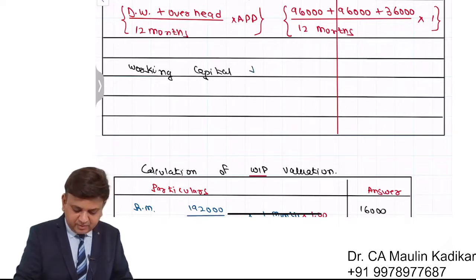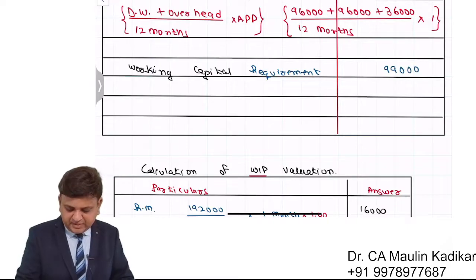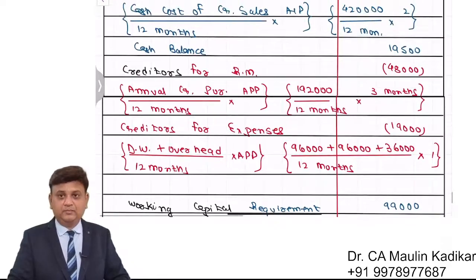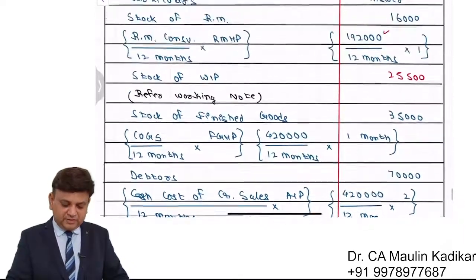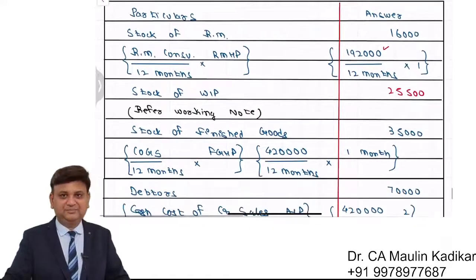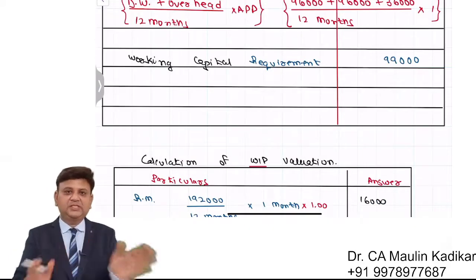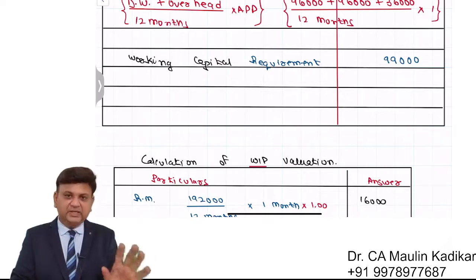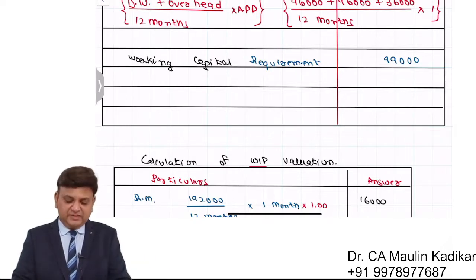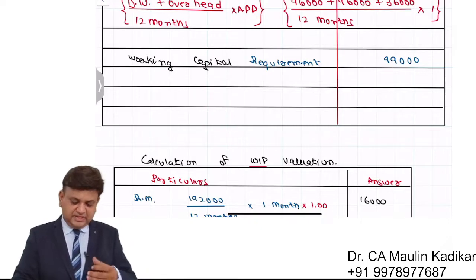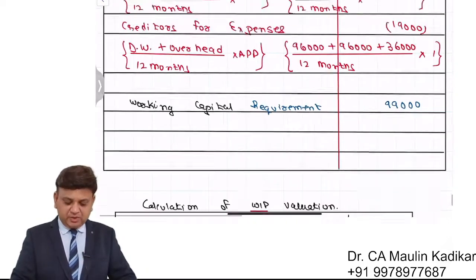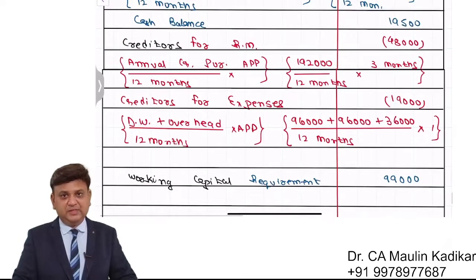So the working capital requirement is an amount of 99,000. I request all of you to write down the answer. Now the answer is almost over. Yet there is one more point for which I want to give you an explanation, a point about which I come across doubts a number of times.